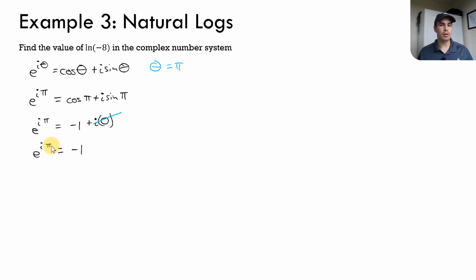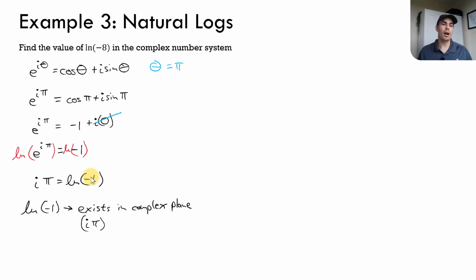Now, if I were to solve this for i pi, I would take the natural log of both sides, and I find that the natural log of -1 is equal to i pi. So we do actually have a number here for the natural log of a negative number, in fact, -1. It just exists in our complex plane. And the natural log of -1 is, in fact, i pi.